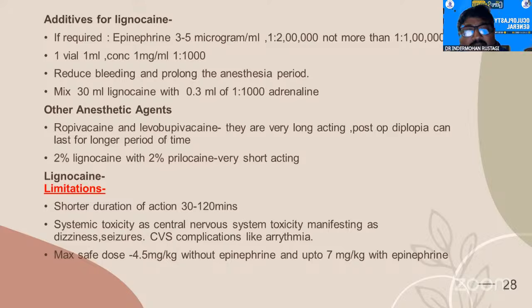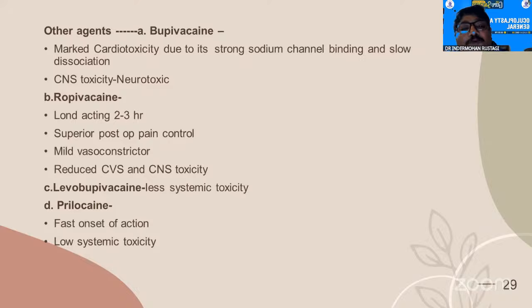So lignocaine has limitations: the duration of action is around 2 hours, but it is elongated with the bupivacaine. And systemic toxicity, if injected wrongly, can cause dizziness, seizures, or arrhythmias also. So we should give, without epinephrine, around 3 to 4.5 mg per kg, or with epinephrine we can go up to 7 mg. These are the other agents. Bupivacaine can cause marked cardiotoxicity due to its strong sodium channel binding and slow dissociation. And again, if injected wrongly, it is neurotoxic. Ropivacaine has a 2 to 3 hour action and better pain control. Levobupivacaine has less systemic toxicity, and prilocaine is given for the fastest onset.